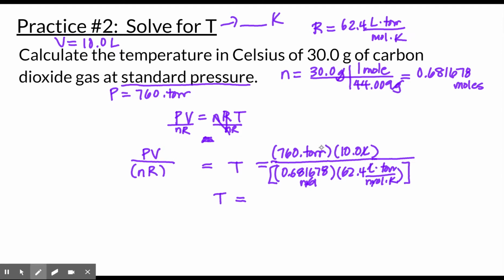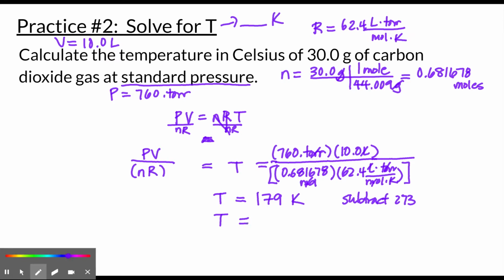Therefore, we're going to get an answer in Kelvin. So when you work this out in your calculator, I get 179. That is again going to be in Kelvin. To get the temperature in Celsius, you need to subtract 273. So when you subtract 273, you get, actually, negative 94.3 degrees Celsius. So it's pretty cold, but that's all right.